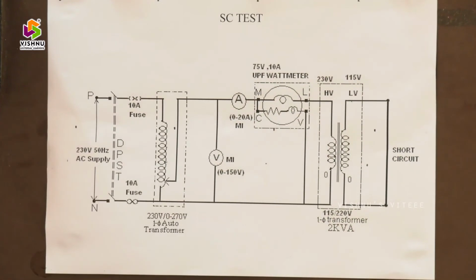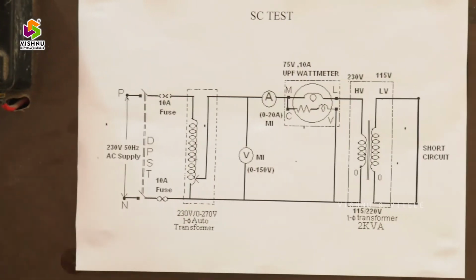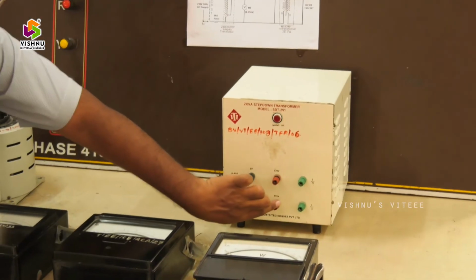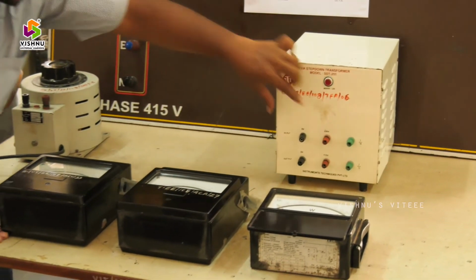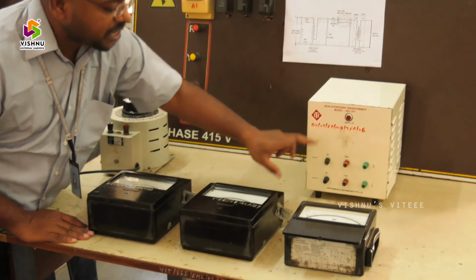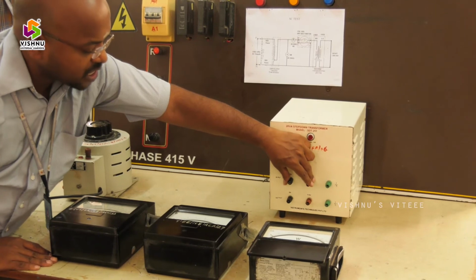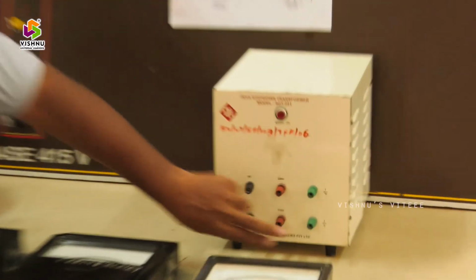So that is the main difference in the short circuit test on a single phase transformer. In this is the main transformer. In the previous experiment we conducted the experiment on the LV side. Now the short circuit test is conducted on the HV side. So 0 to 230 volts is chosen for conducting the short circuit test on a single phase transformer. These are the connecting terminals, and this is the short circuited terminal.